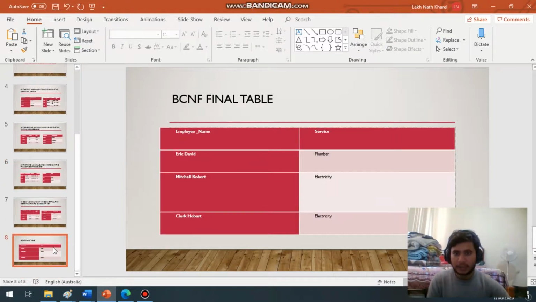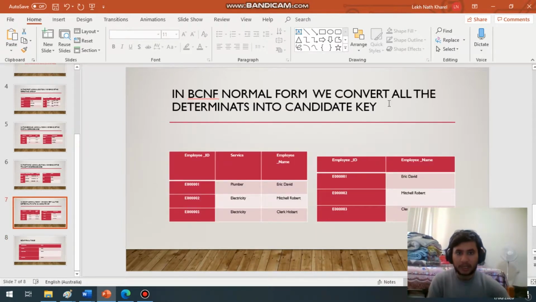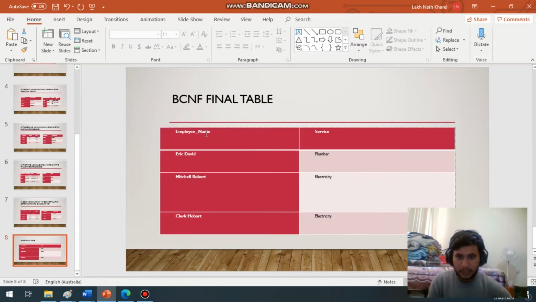The last normalization is the BCNF table. During the BCNF table, we created three tables. We convert all the determinants into candidate keys, and we generate the employee and the service tables. So we separated them: the employee ID can determine the employee name, and similarly the employee name can determine the service.